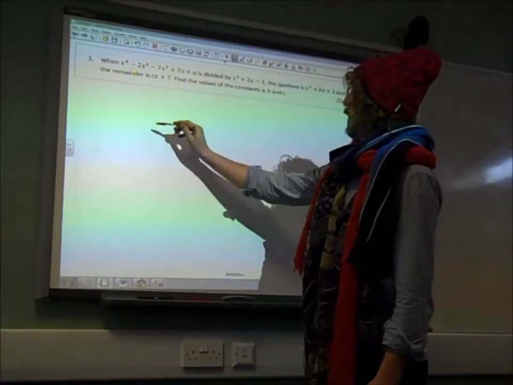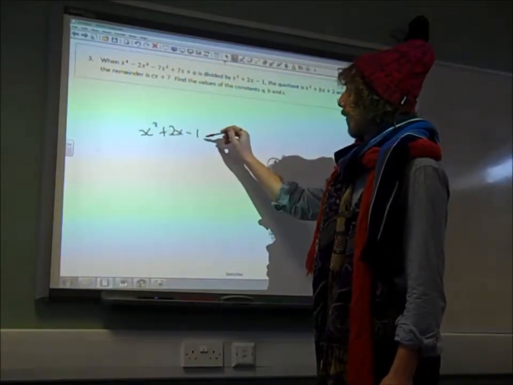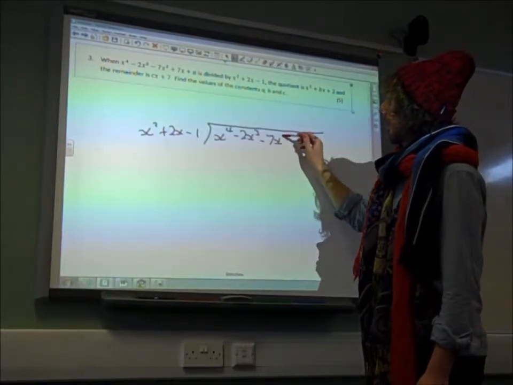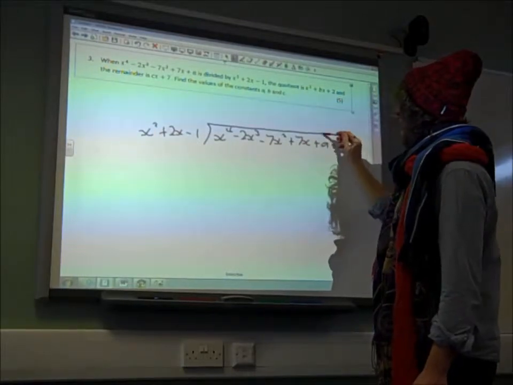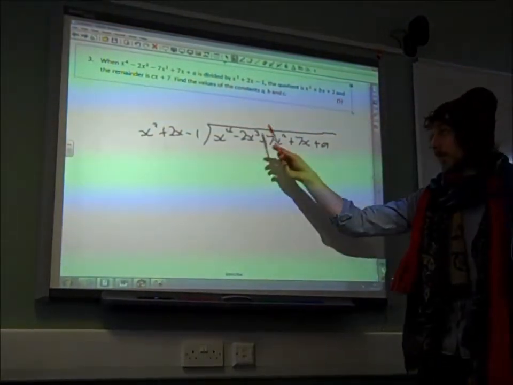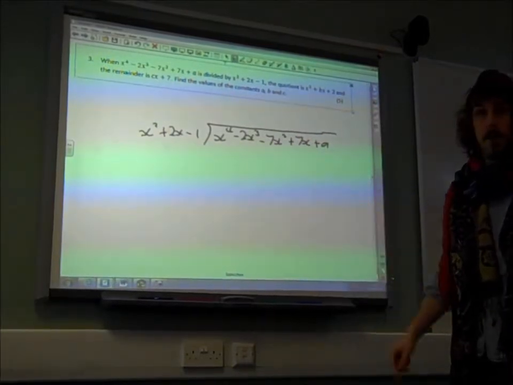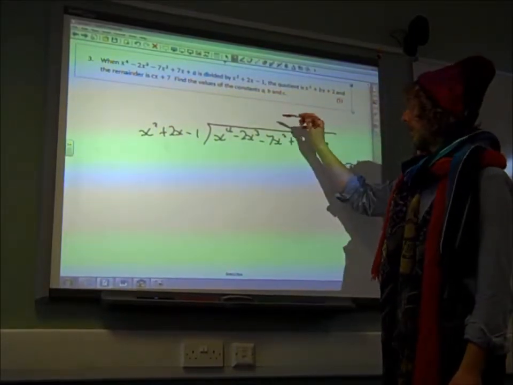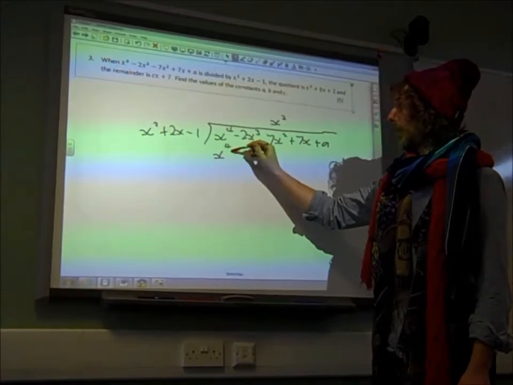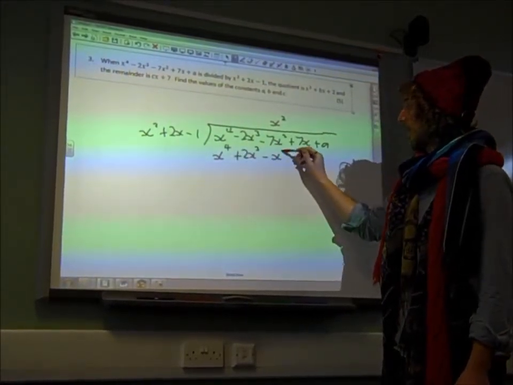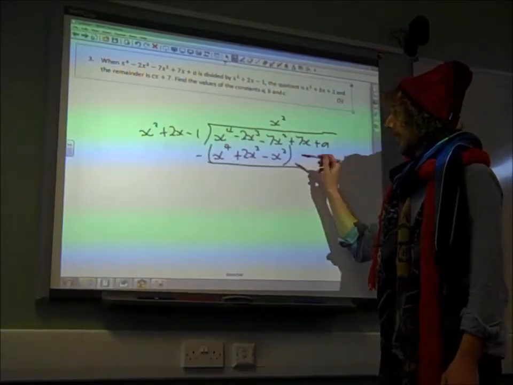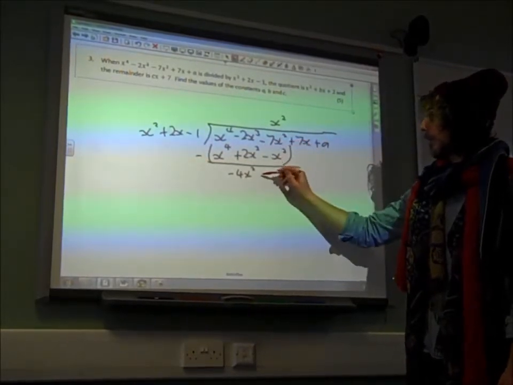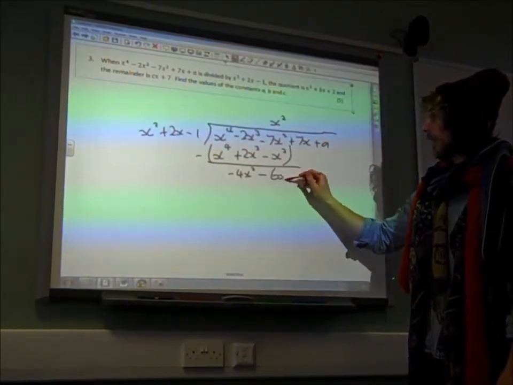So if we do x squared plus 2x minus 1 into x to the 4 minus 2x cubed minus 7x squared plus 7x plus a. Remember we need to make sure our columns are all correct, and we've got powers 4, 3, 2, 1, 0. We've not got anything missing. What do we times x squared by to get x to the 4? The answer is x squared. So we multiply: x to the 4 plus 2x cubed minus x squared. Then we subtract: minus 2, take away another 2 is minus 4x cubed. Minus 7 minus 1 gives us minus 6x squared.